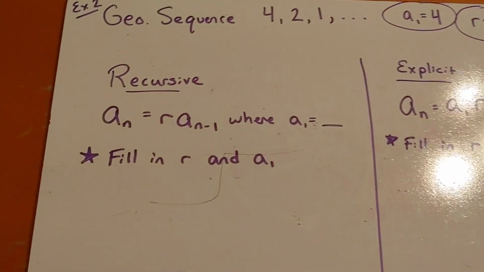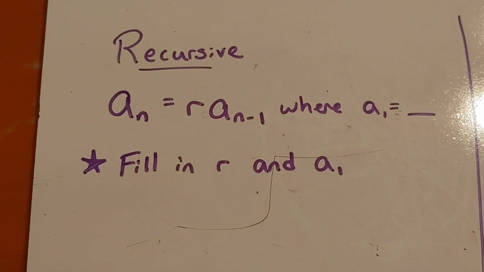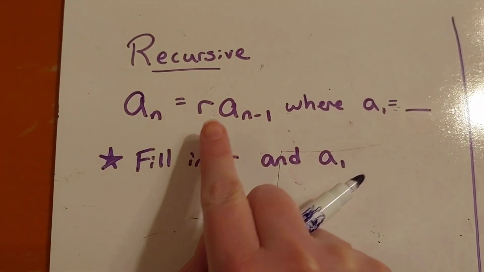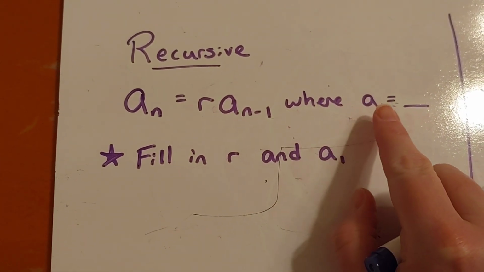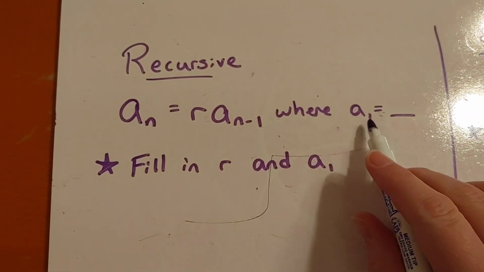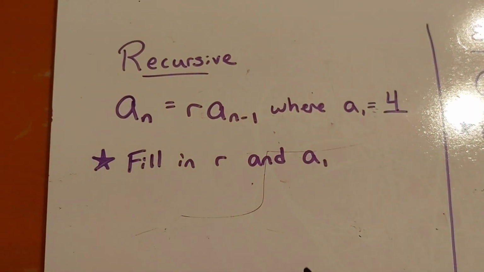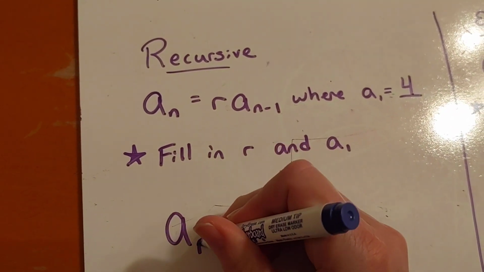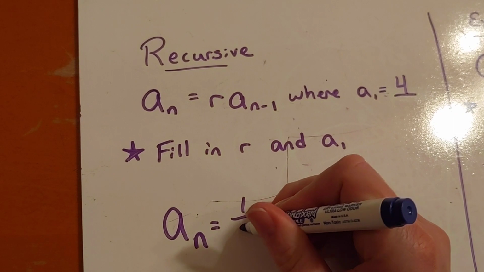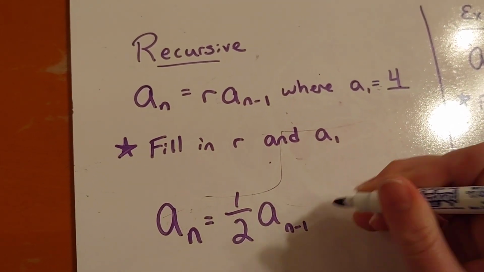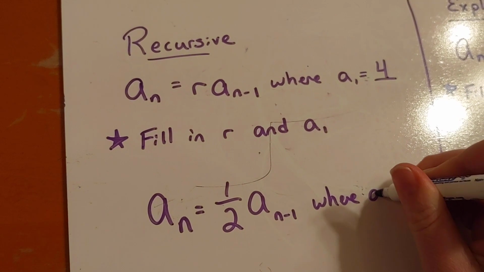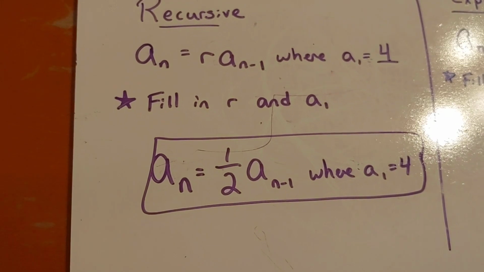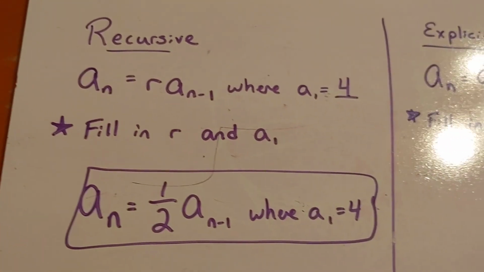All right, let's focus on the recursive formula first. Now, I went ahead and got this definition right out of my book. The recursive formula is a sub n equals r times a sub n minus 1, where a sub 1 is given. All right, and we know in this case that our a sub 1 is 4. All right, my goal is to fill in both my r and my a sub 1. So if I rewrite my formula, a sub n equals 1/2 times a sub n minus 1, where a sub 1 equals 4, that's my answer. Recursive formula, no problem.